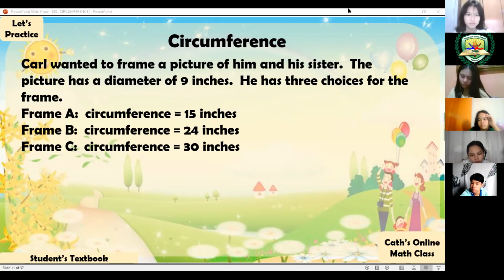Sa perimeter, i-add mo lang lahat. Okay, tama.